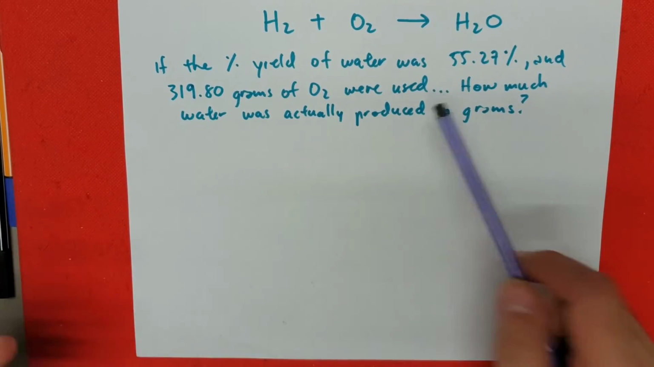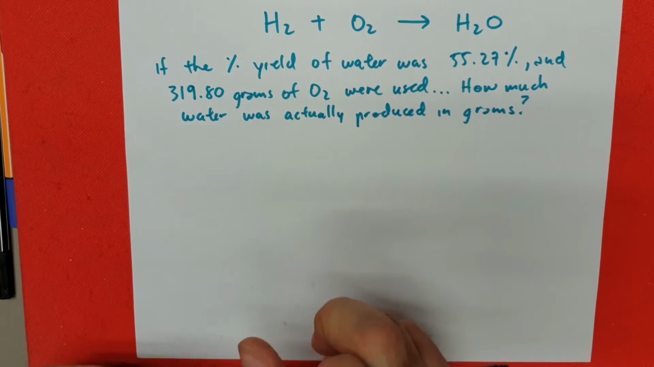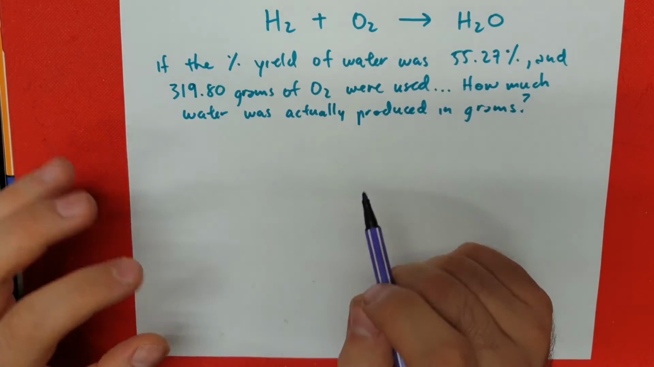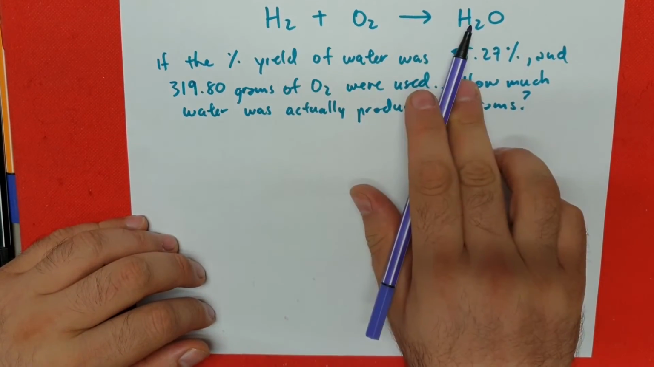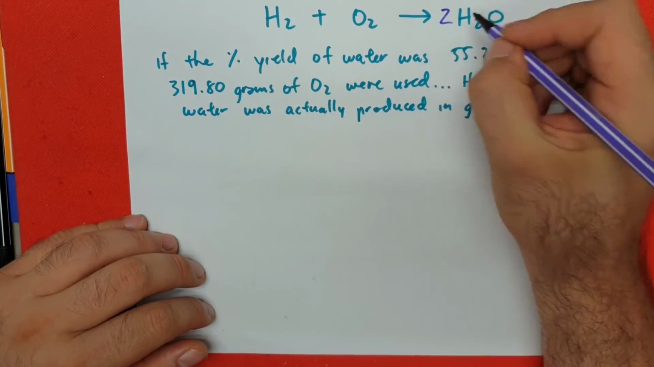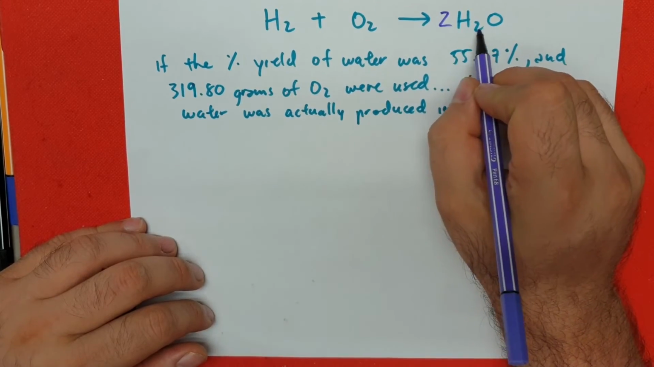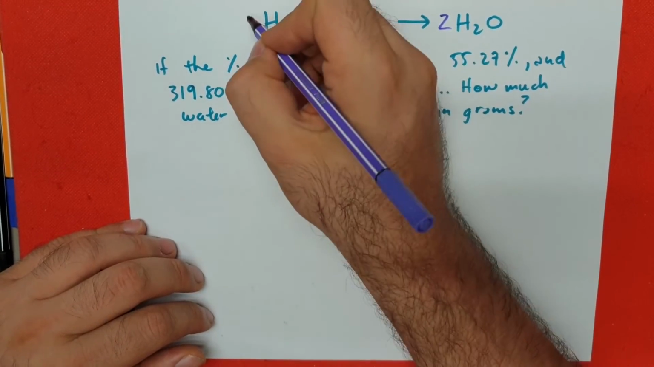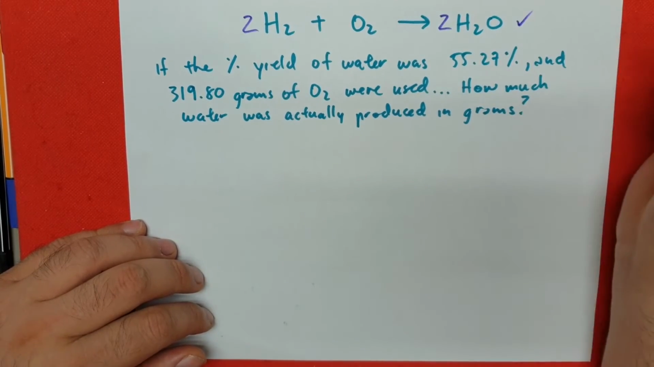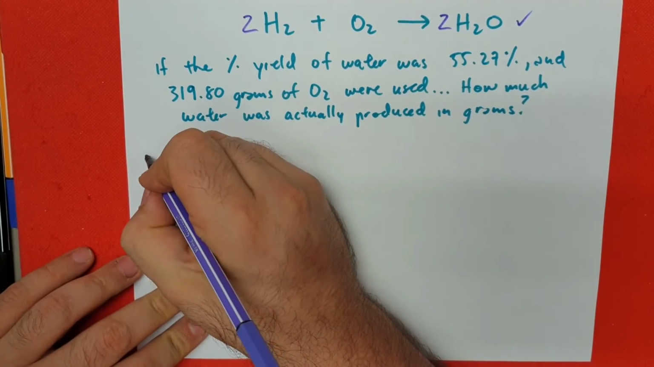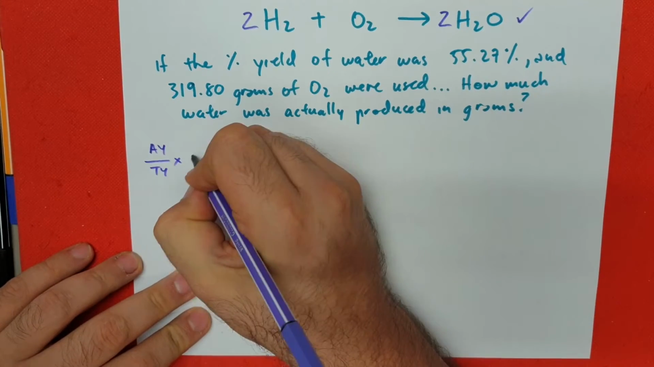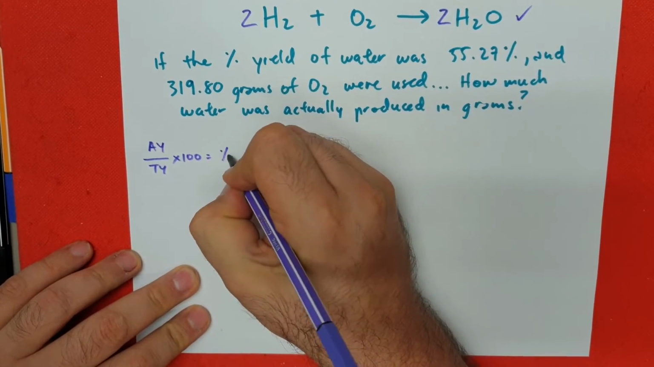So here, let's take the vocabulary, and once again, we can chop up this problem in many different ways. The first thing I'm going to do though is balance, just to make sure. Is this balanced? It's not. I added 2 to balance the oxygen, but now hydrogen became 4 on this side. We have 2. I'm going to add a 2, and now we're balanced. So remember, actual yield divided by theoretical yield times 100 equals percent yield.